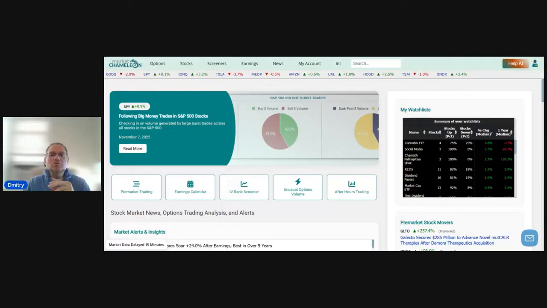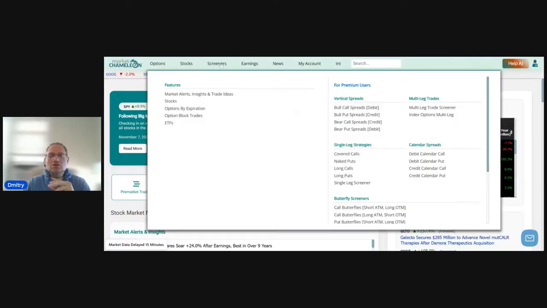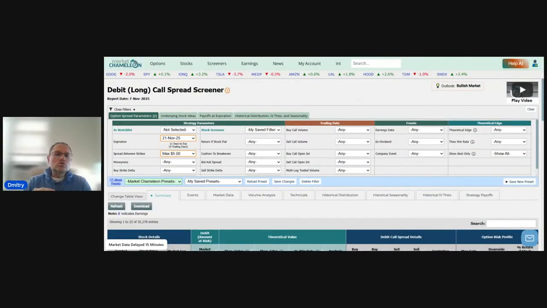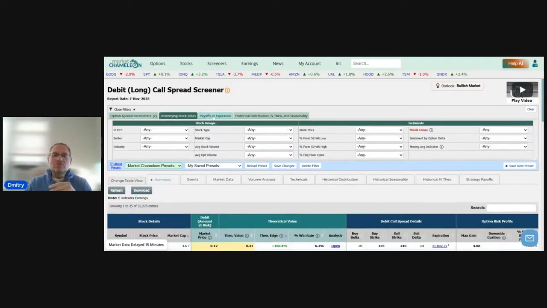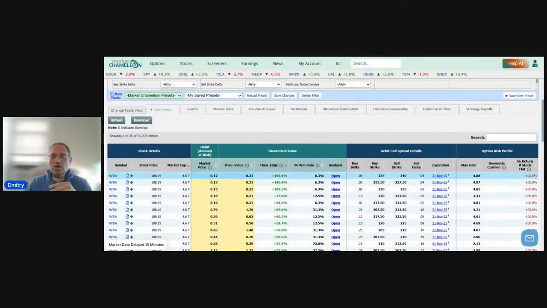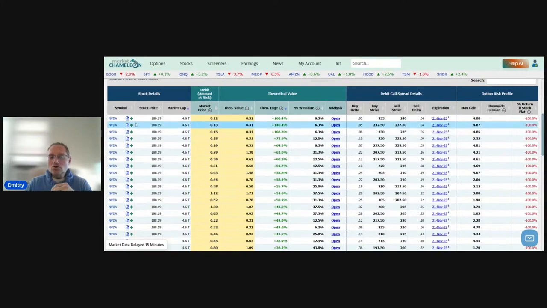And on top here, we see the main menu. Let's click on screeners, navigate to bull call spreads, click on that. And what you'll see is the filters up top. We have different tabs for our filters. And then below, we have different combinations of call spreads. So you could see here a lot in NVIDIA, because this is sorted by highest market cap.